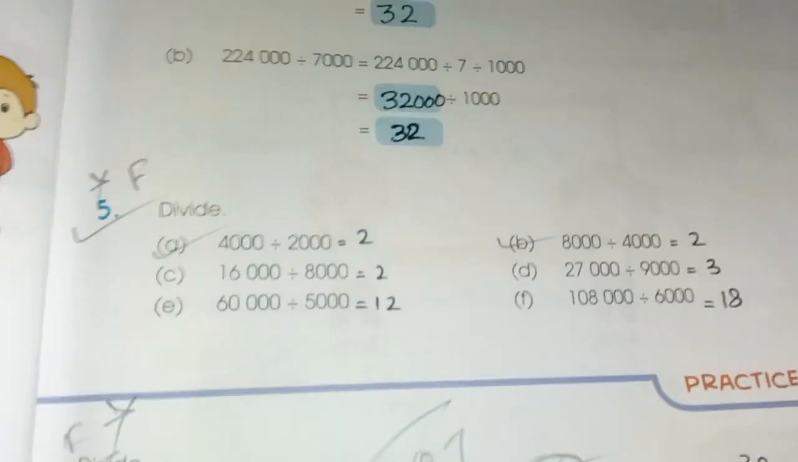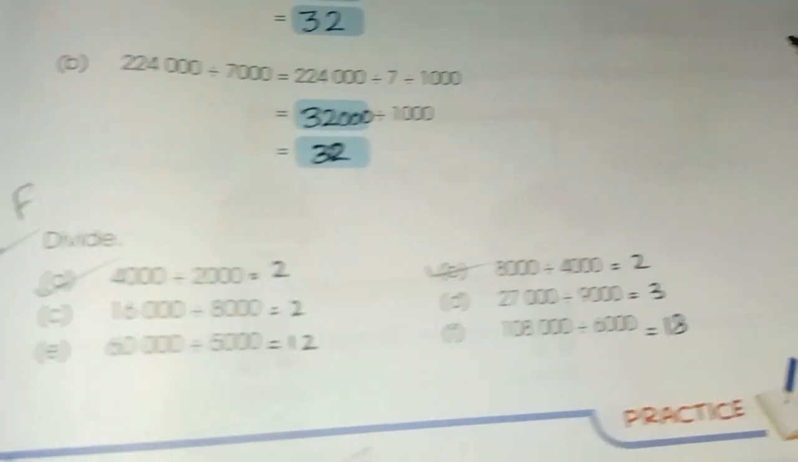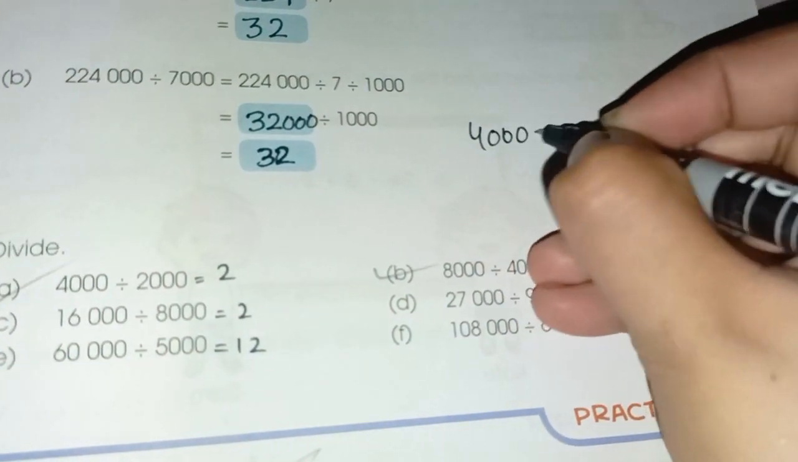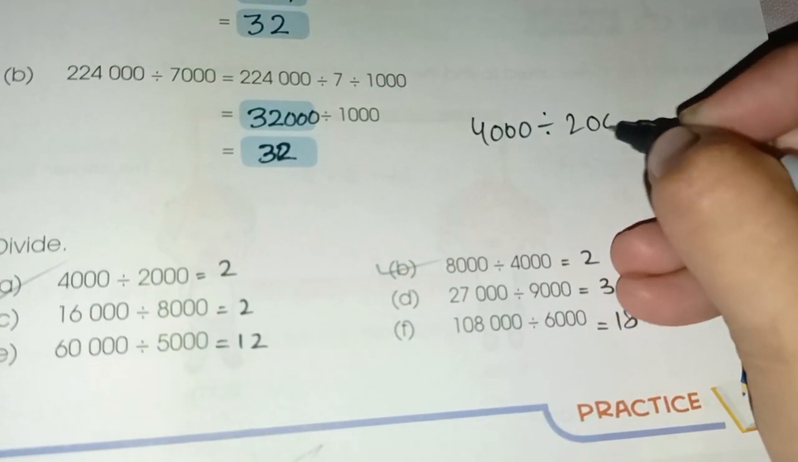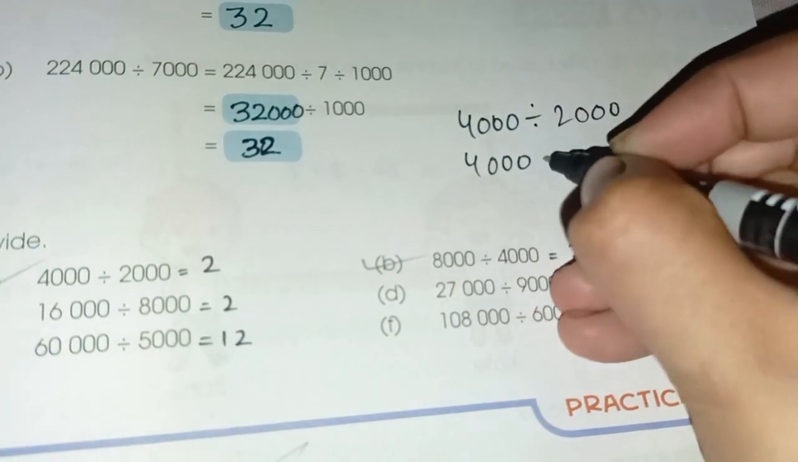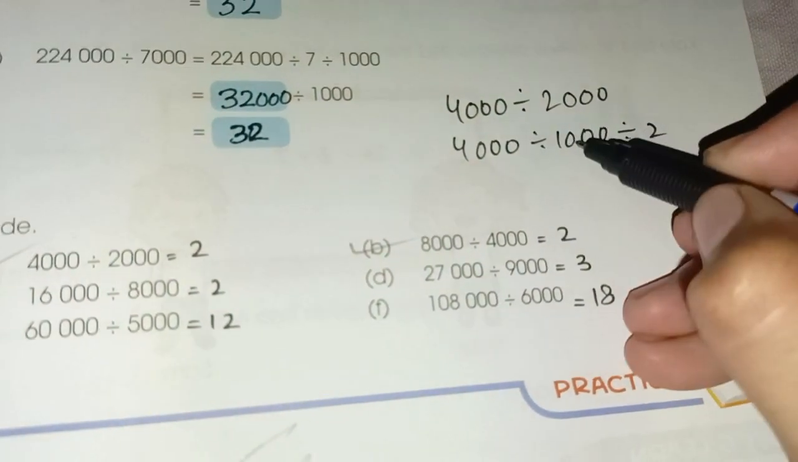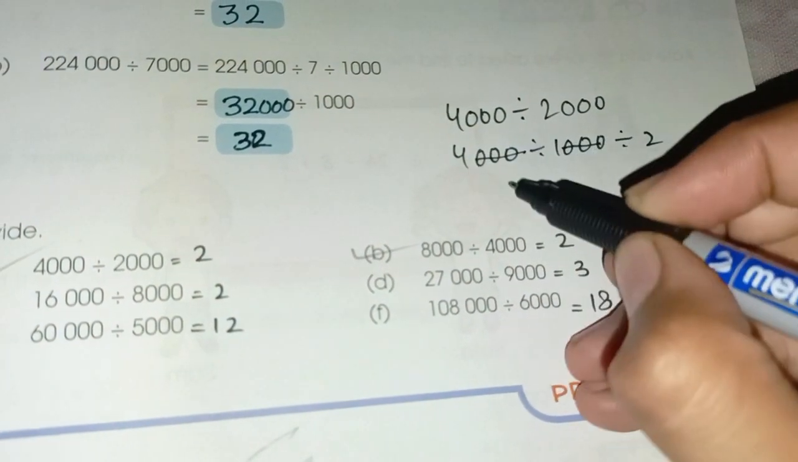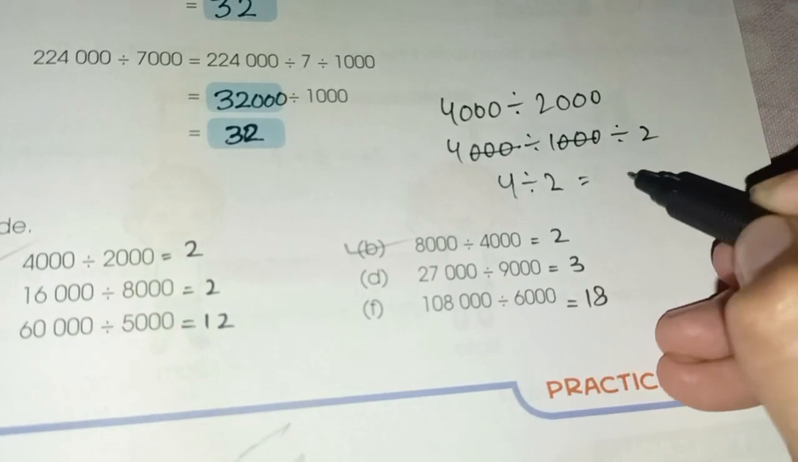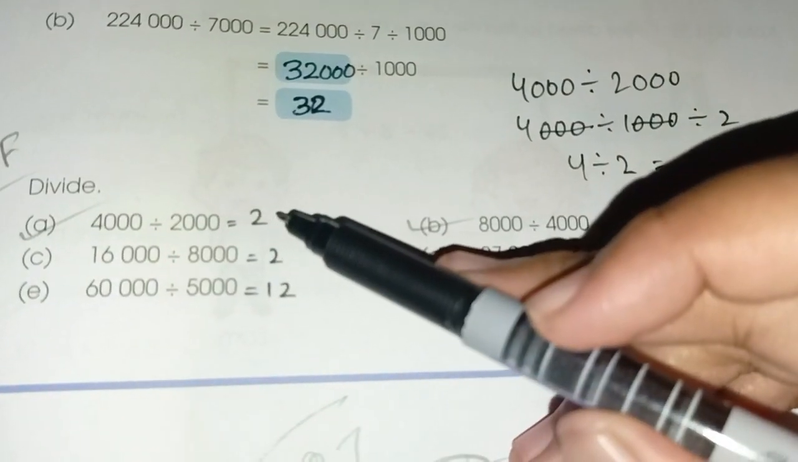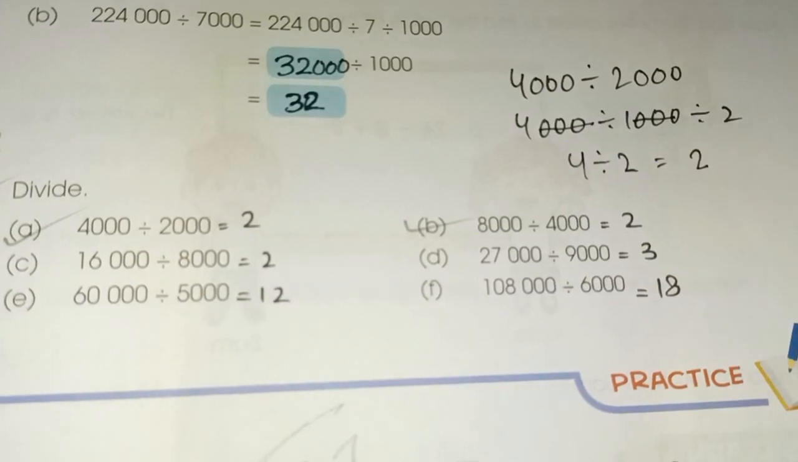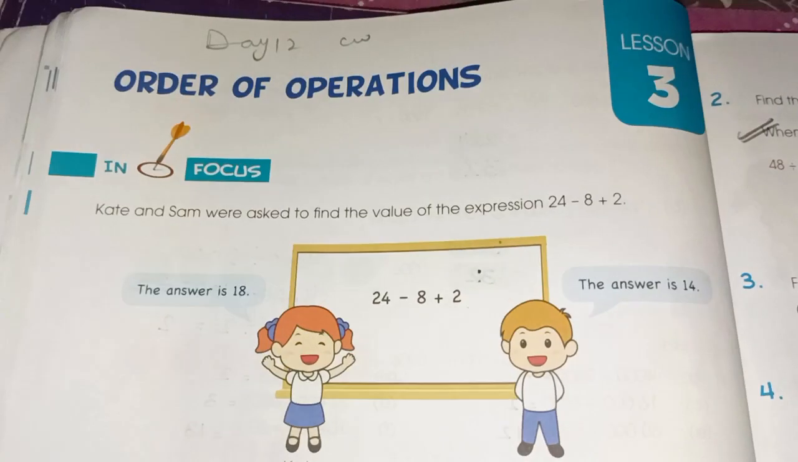Let's solve this. 4000 divided by 2000. 4000, 1000 and 2. Now we have to cut the 0. We have 4 divided by 2. So the answer is 2. Same as this, we have to solve the remaining questions.